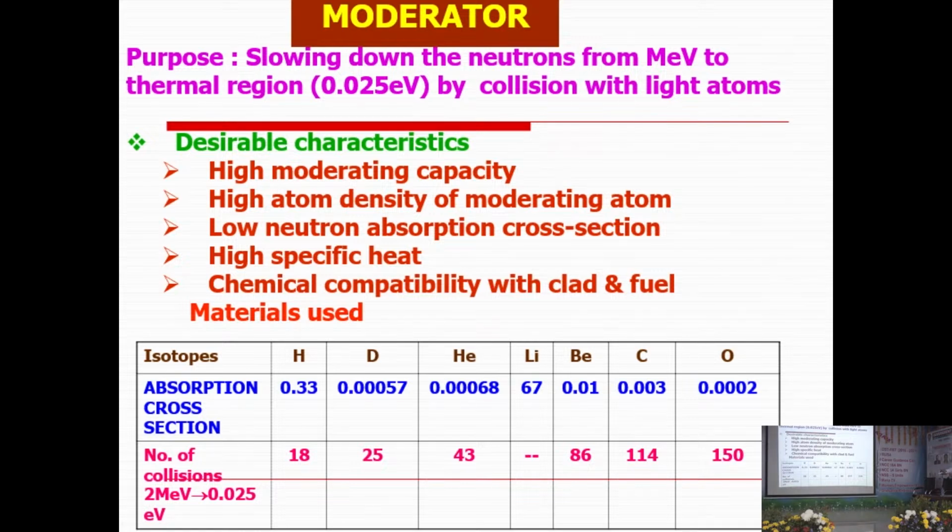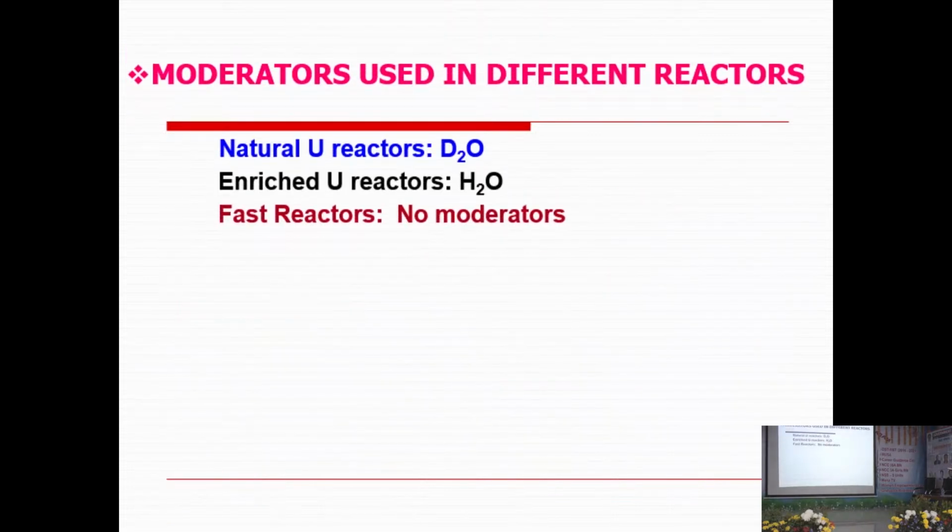Okay, these are the number of collisions required to bring the energy down from 2 MeV to 0.025 eV, and you have to see the cross sections also. Based on your application, we have to choose which moderator or coolant. Okay, the moderator used in different reactors: in the case of natural uranium based reactors like our PHWR, we have to use heavy water as a moderator. If you have the enrichment facility, enriched uranium reactors, we can use light water also.